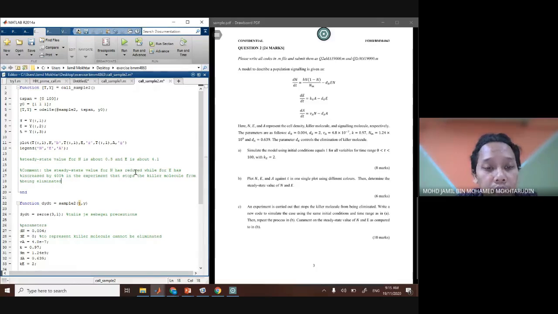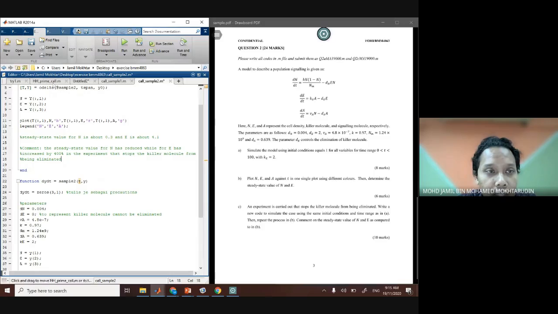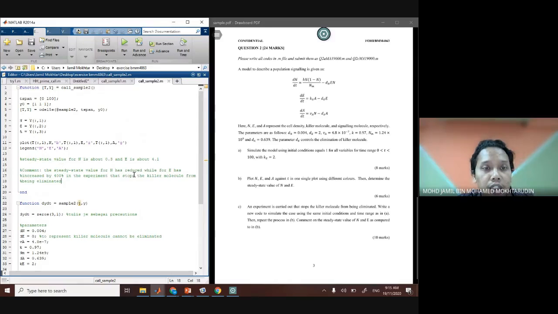Komen lah macam ni dapatlah full mark gitu. Selesai soalan, berapa minit? 20 minit je. So test korang nanti setengah jam je lah.